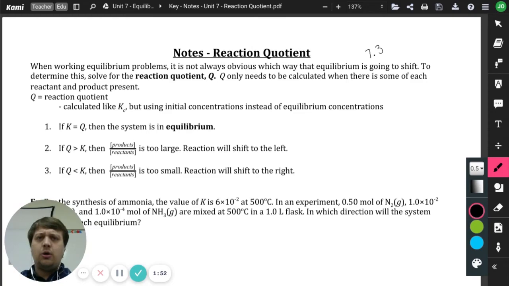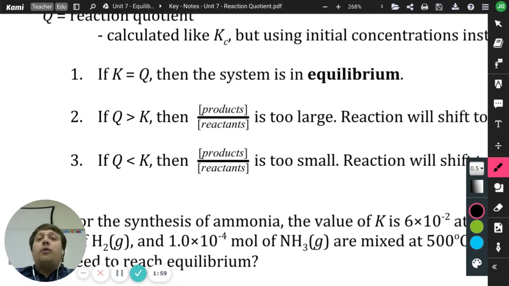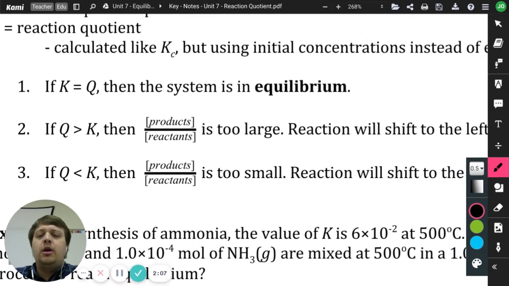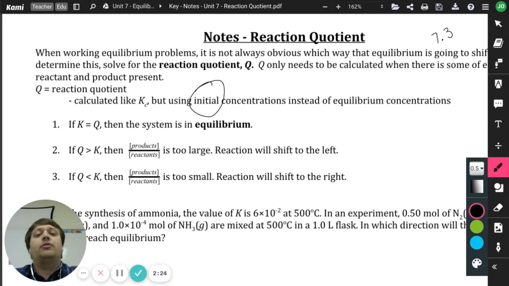So how do I know, once I solve for Q, if I've reached equilibrium? This would be what we do. Well, first off, we calculate this essentially the same way we would calculate Kc or KEQ, right? But instead of using the concentrations at equilibrium, we're using the concentrations that they give us at a point in time, which is typically going to be the initial concentrations instead of the equilibrium concentrations. So we're typically going to be looking at those initial concentrations instead.